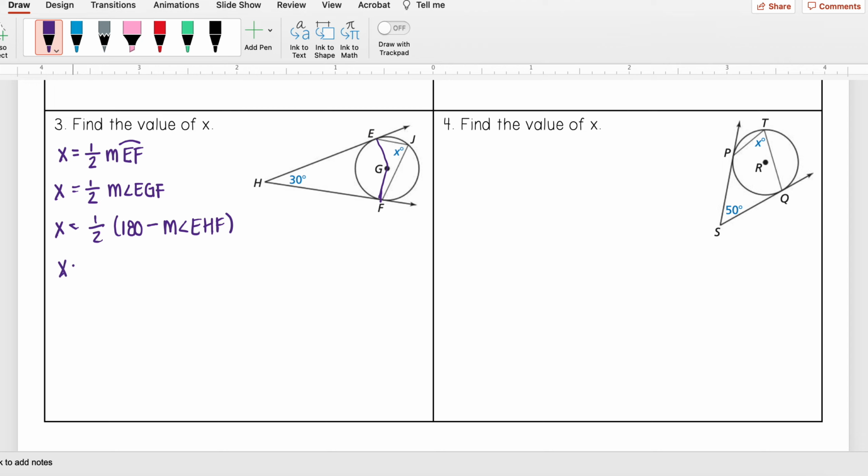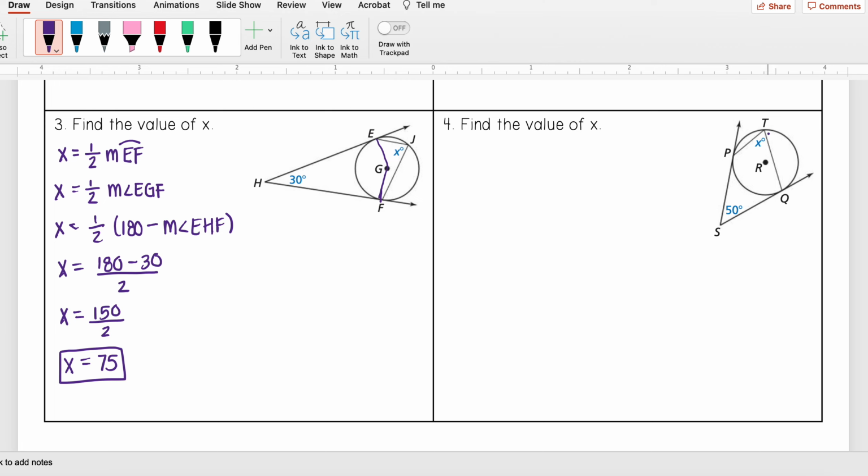So that means that x is going to equal 180 minus 30, divided by 2. Well, 180 minus 30 is 150. And so that means that x is equal to 75. So that was a lot of work to show how we get there, but basically when you have the inscribed angle instead of the central angle, x is going to equal 180 minus the measure of the circumscribed angle, divided by 2.